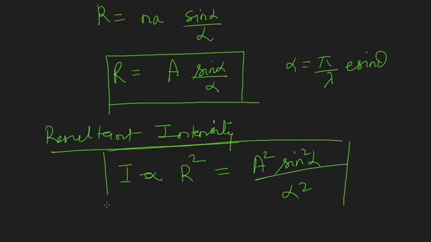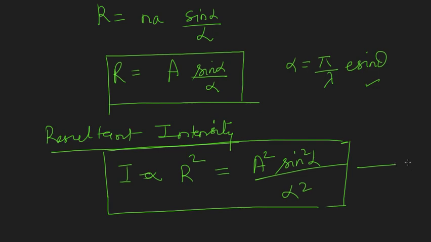You can remember that from Young's double slit experiment, I got the intensity as 4a square cos square phi by 2. But now, when I include the slit width, again I am doing the superposition of waves, but my intensity is modified and I get my intensity as A square sine square alpha by alpha square, where alpha is this much. So this is my new expression for intensity due to Fraunhofer diffraction due to single slit.